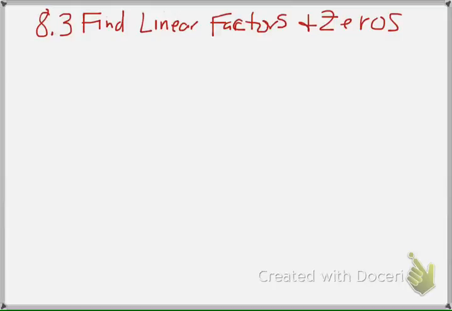So we're going to go ahead and get started with 8.3, which is finding linear factors and zeros. We've done this before. It is super simple. It is not difficult. So we're going to give you different little sections. In the first example, we need to find the polynomial and do the factors. So we're finding factors here.